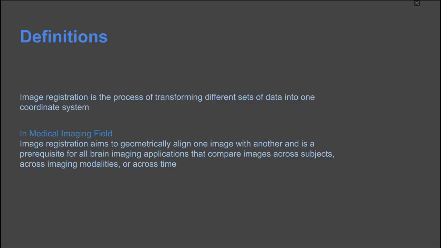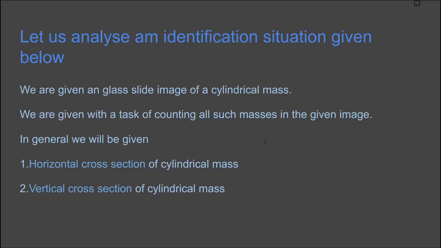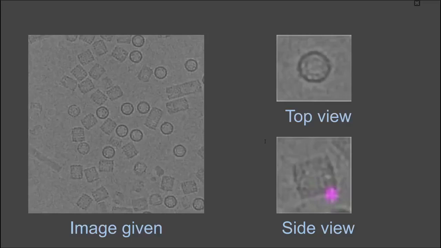Let us look at an example and understand why image registration is so important. Now, we are given a glass slide of cylindrical masses suspended in space, and we are given the task of counting all such masses present in the given image. We are given a reference of the horizontal cross section and the vertical cross section of the cylindrical mass. On the left is the image in which the cylindrical masses are suspended. On the right, we have the top view and the side view of a single cylindrical mass.